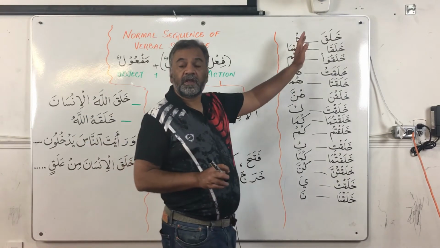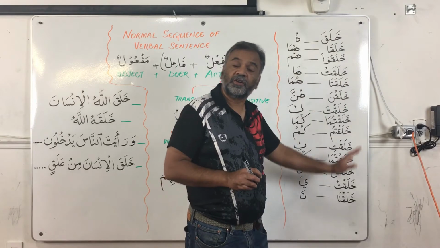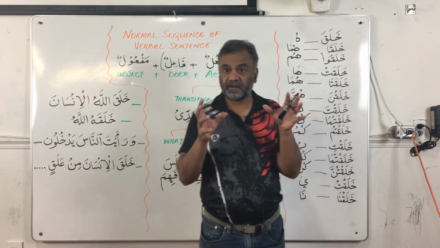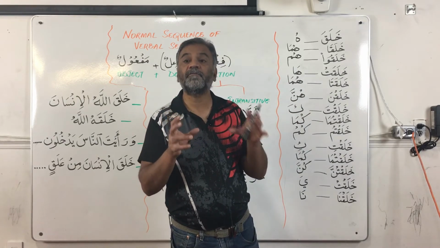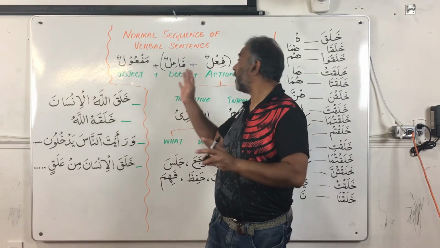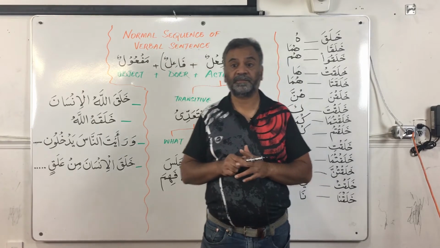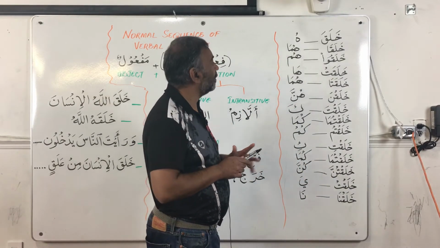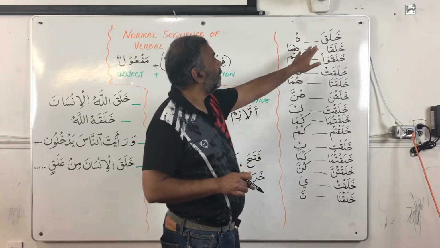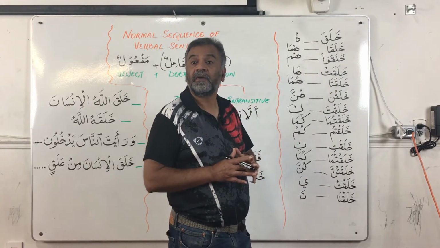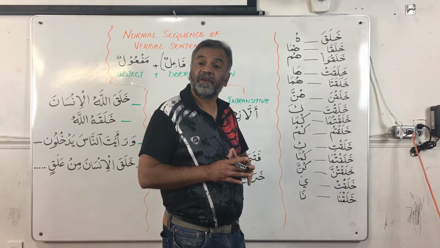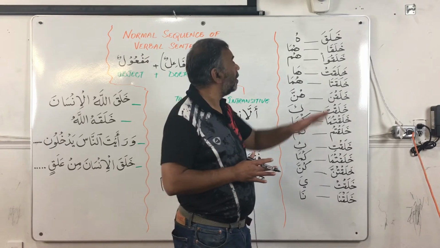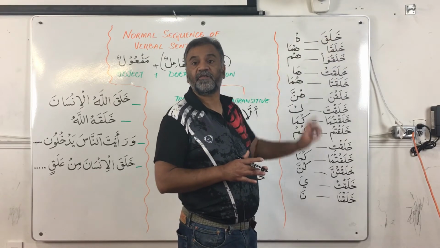Let's try and do the conjugation of khalaqa. Now remember, the basic, the minimum requirement for a jumla fi'liyya is to identify the fa'il and the fi'l. Khalaqa, where is the fa'il? Mustatir, taqdiruhu huwa. Khalaqa, alif is the fa'il.